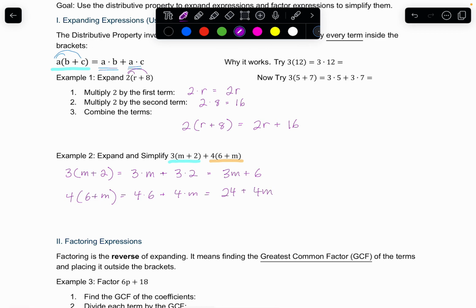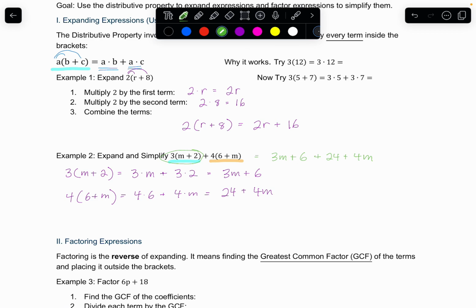Now, let's write it out. We're going to write this all out together. And it's going to look something like this. I'm going to write it in green. The result is going to look like the result of our first set, that 3 times m plus 2, which is 3m plus 6, plus the result of the second one, which is 24 plus 4m.